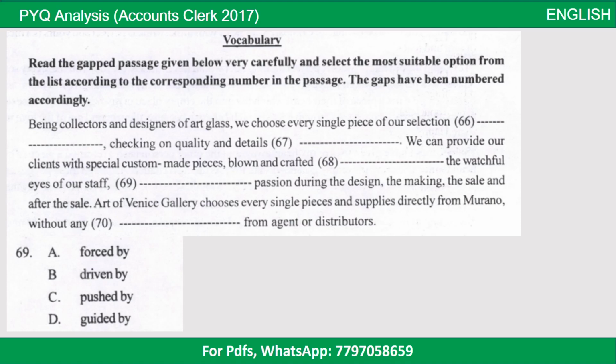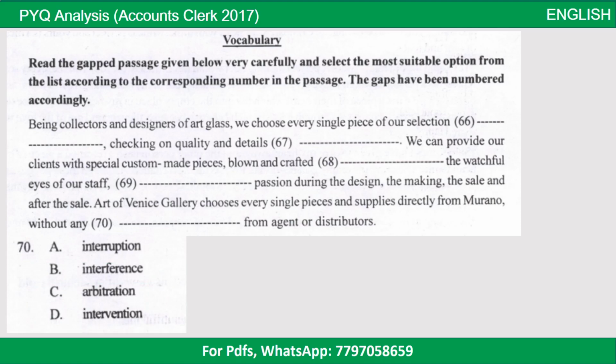Dash passion during the design, the making, the sale, and after the sale. The options are forced by passion, driven by passion, pushed by passion, guided by passion. Whenever we use passion, it's always driven by passion. So we will go with option B here. Art of Venice Gallery chooses every single piece and supplies directly from Murano without any dash from agent or distributors. Let's have a look at the options. A is without any interruption from agent or distributor. B, without any interference from agent or distributors. C, without any arbitration from agent or distributors. Option D is without any intervention from agent or distributors.